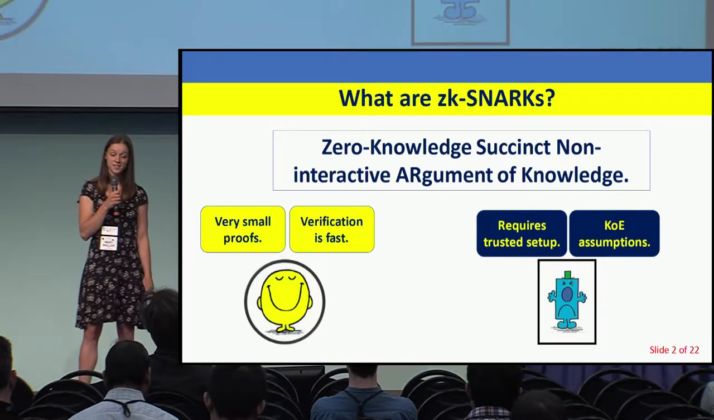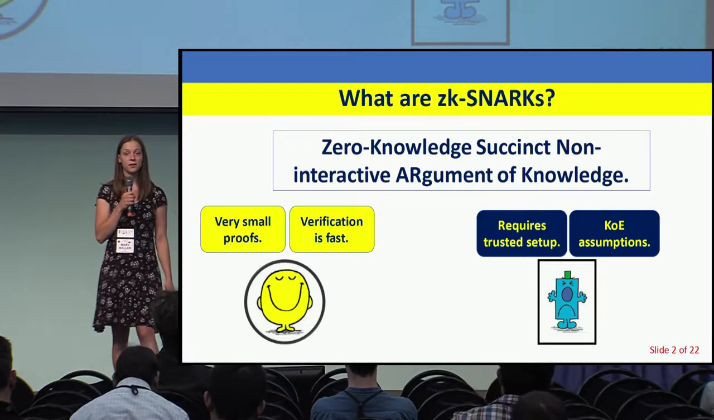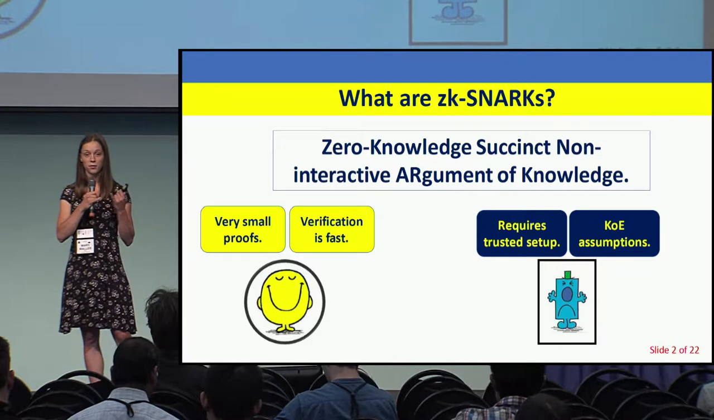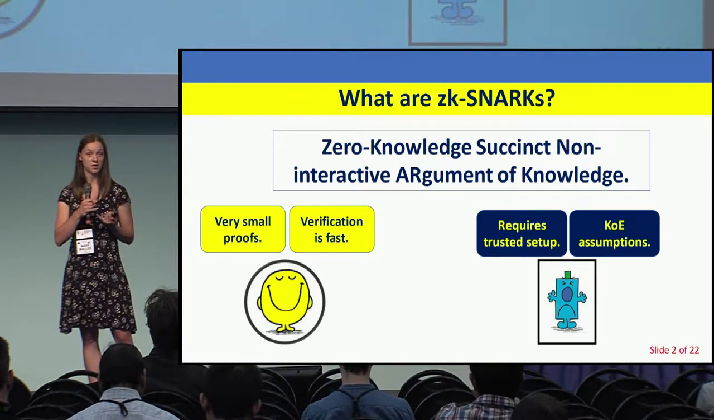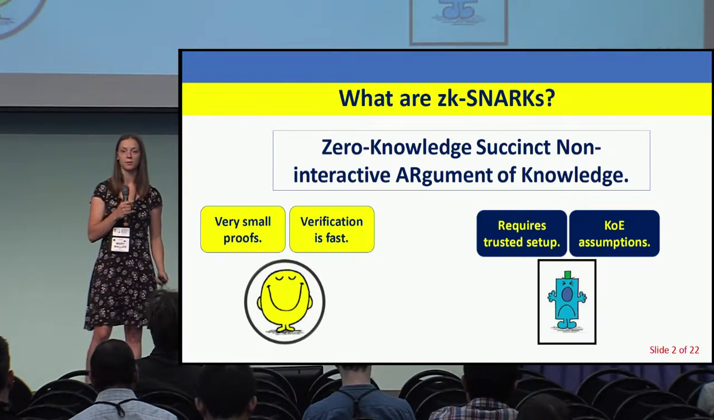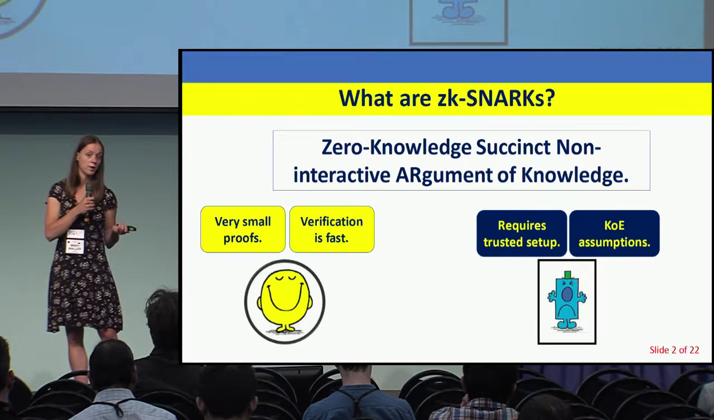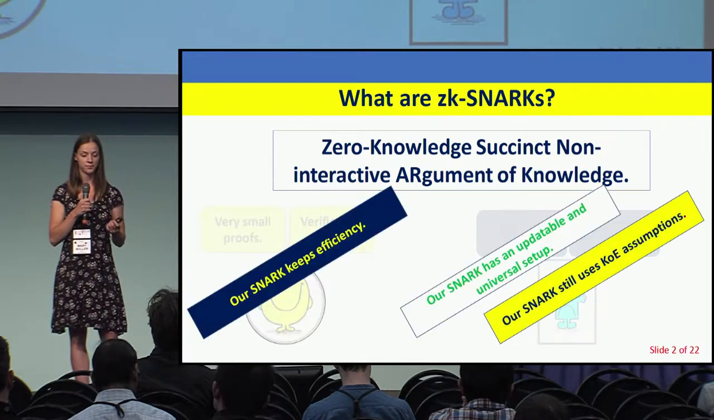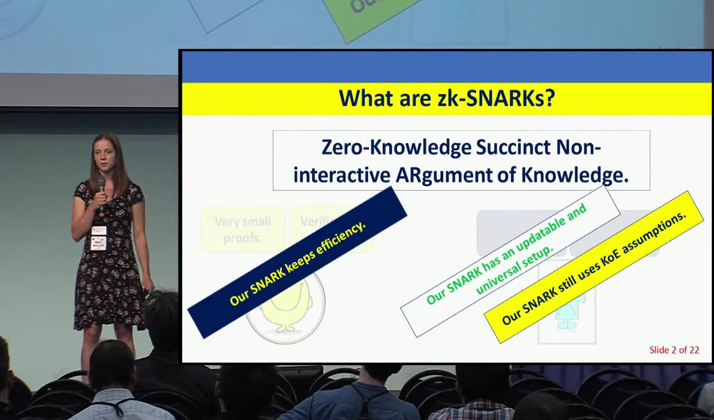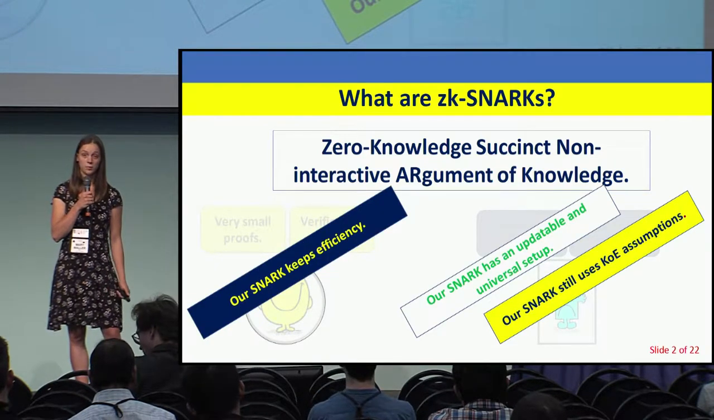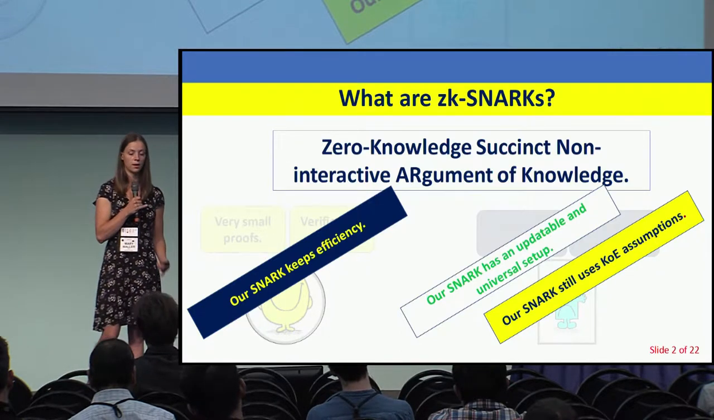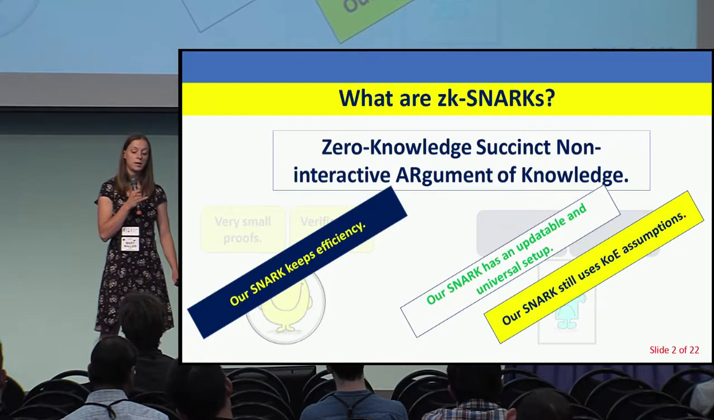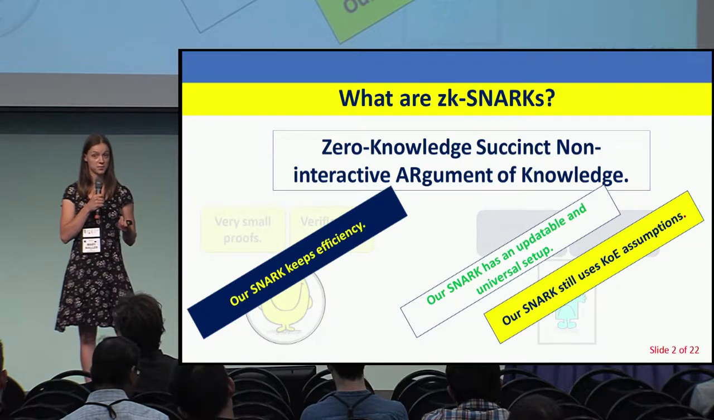What are zero-knowledge SNARKs? They are zero-knowledge, succinct, non-interactive arguments of knowledge. And essentially, their two key properties are that they have very small proofs and very fast verification time. On the downside, they require trusted setup, and this is what we mean by there being a trapdoor, and also they use knowledge of exponent assumptions. We managed to build a zero-knowledge SNARK in our updatable and universal setting, and we managed to keep the efficiency of previous schemes. However, we are still using knowledge of exponent assumptions.